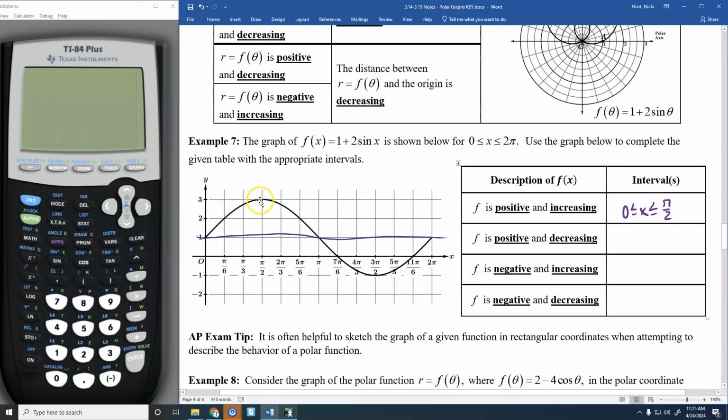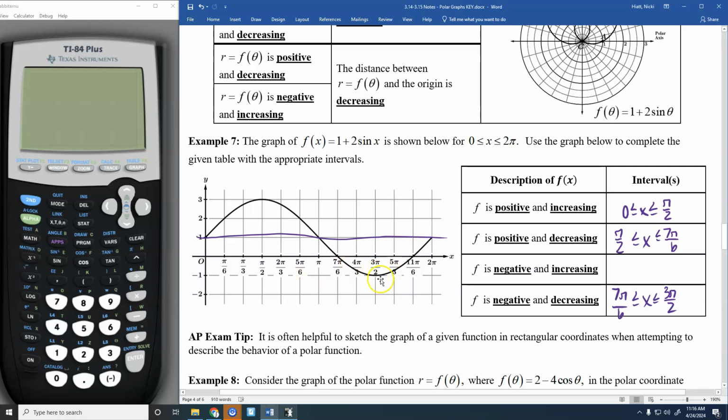And then positive and decreasing, that means above the x-axis but decreasing, that is going to be all the way here to 7 pi over 6. So pi over 2 less than or equal to x less than or equal to 7 pi over 6. Negative and decreasing, actually, let's do this. 7 pi over 6 to 3 pi over 2, you are negative and decreasing. Let's put that down here. So 7 pi over 6 less than or equal to x less than or equal to 3 pi over 2.